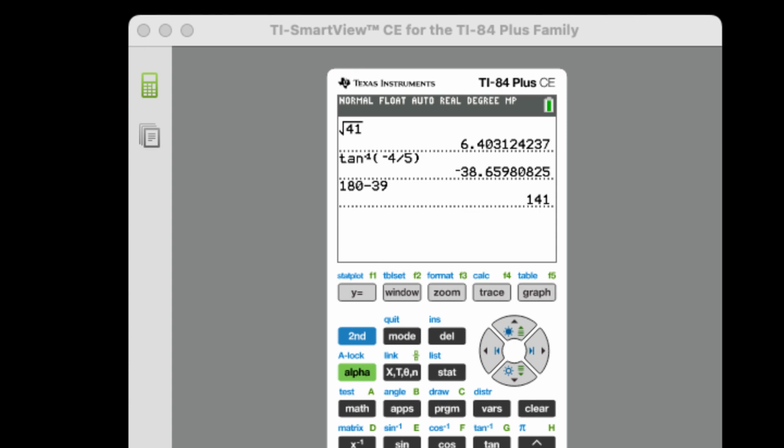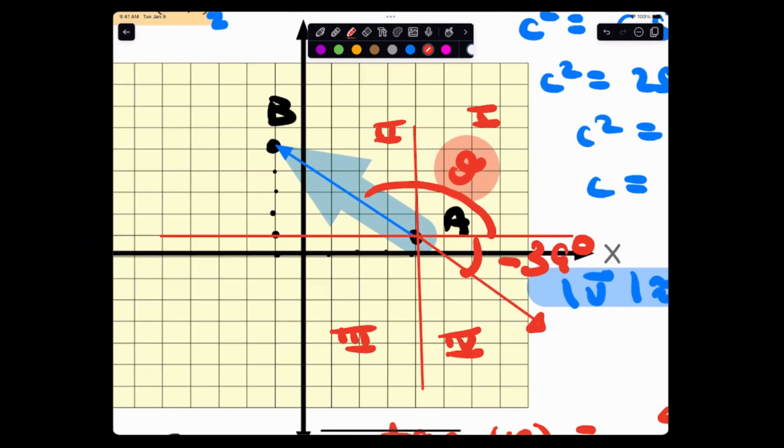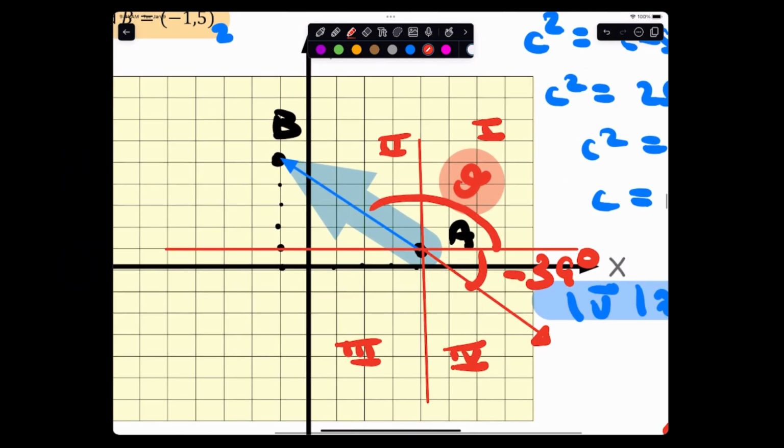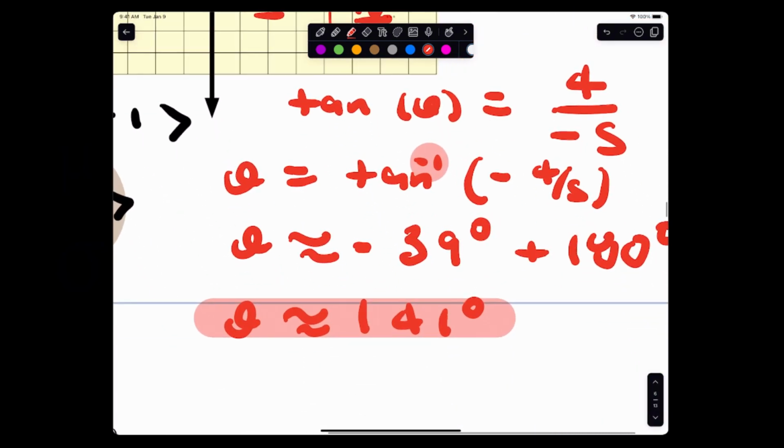There are 2 quadrants, this is correct, where tangent is negative. It is quadrant 2 and quadrant 4, because all students take what? Calculus, okay? However, your vector is pointing in that direction, and you can't change it. That's the direction of your vector. So the angle is really going to be 141.